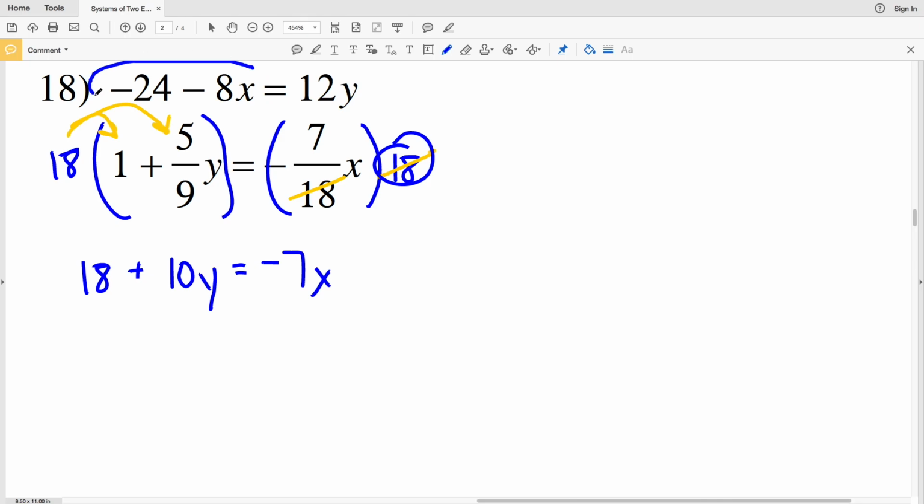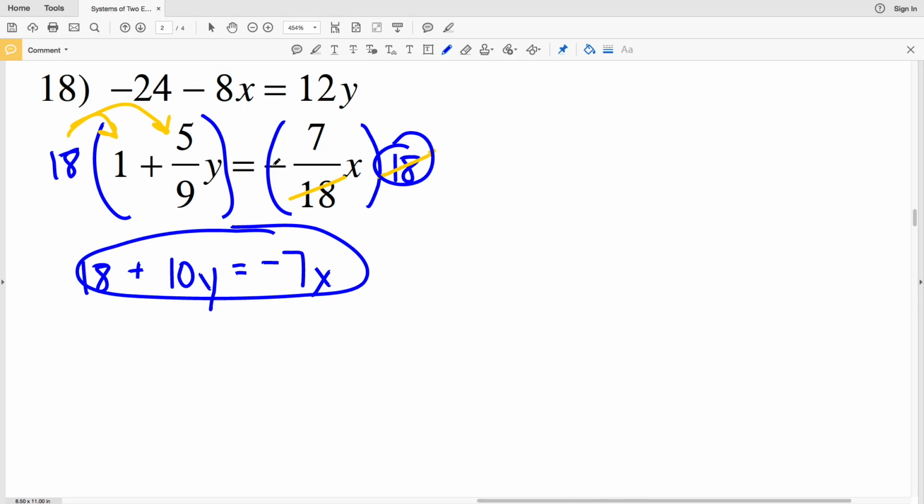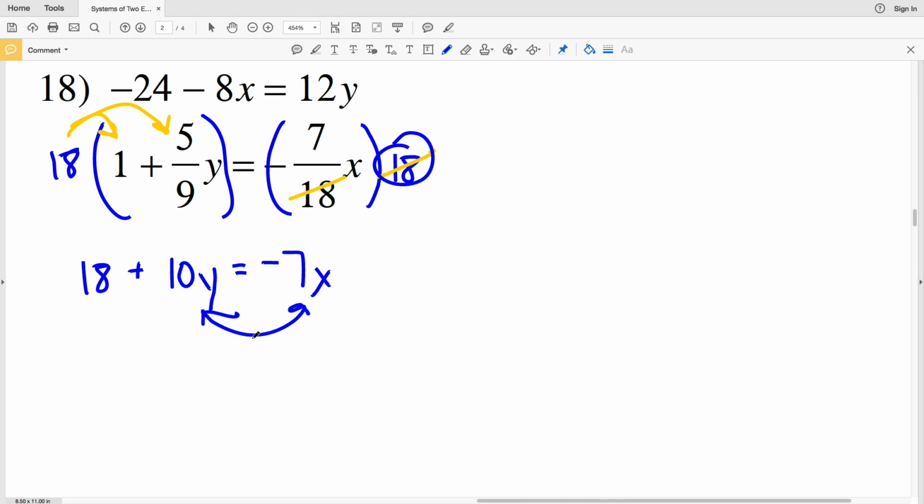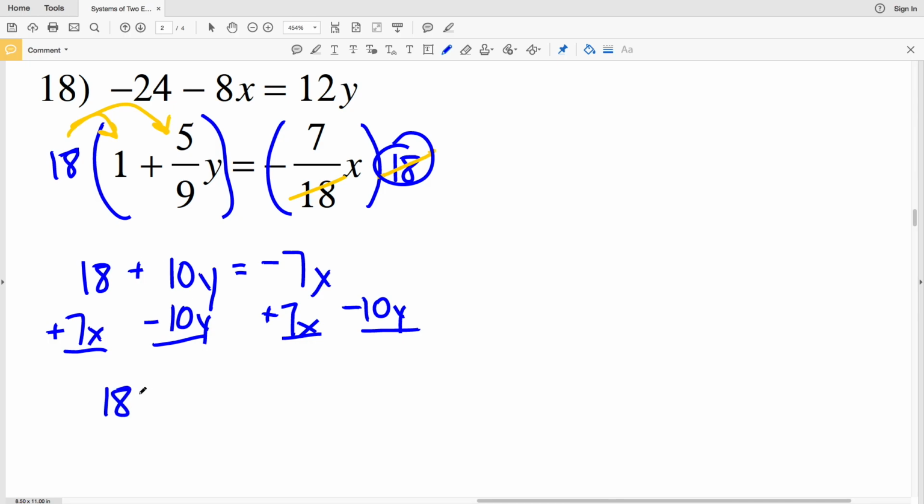Now my first equation has the constant, and we're subtracting that term with x, and that's equal to the term with y. So we want this equation in a similar format. So what I'm going to do is switch the x's and y's, and I'm going to do that by subtracting 10y from both sides and adding 7x to both sides. So now you can see I'll have 18 plus 7x equal to negative 10y.